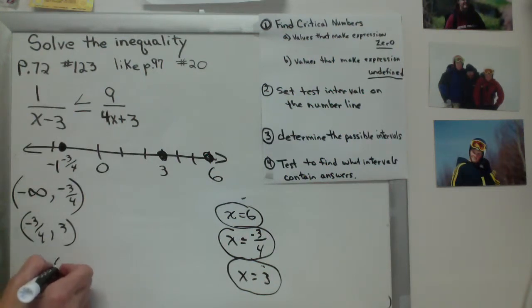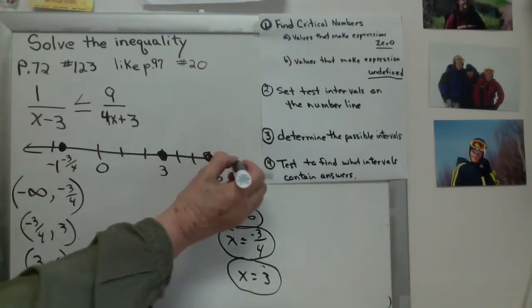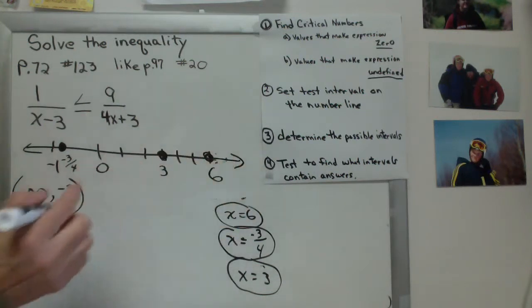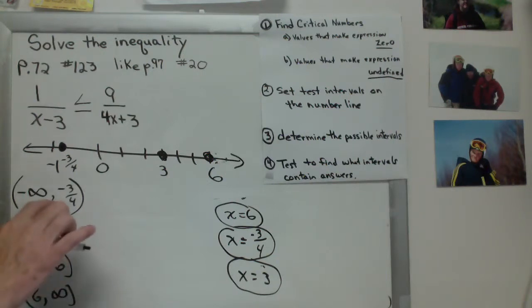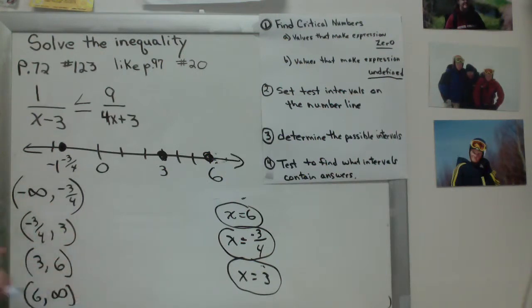3 to 6. What's the next one I'm going to have? My number line doesn't go far enough, but that arrow means where does it go? Positive infinity. So 6 to infinity. Notice when I write infinity here, I put a negative in front of it. You don't need to put the positive here for the plus infinity. So those are 4 possibilities for where answers could be.